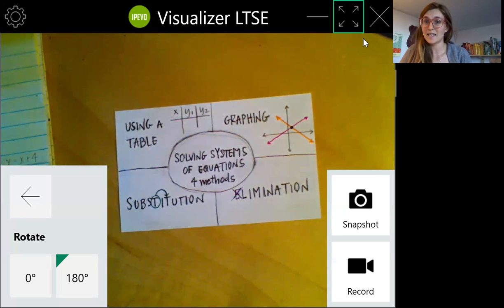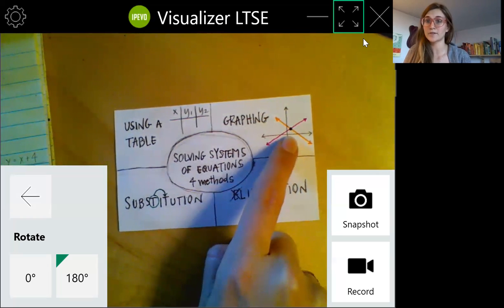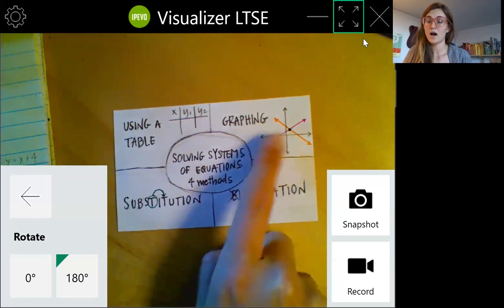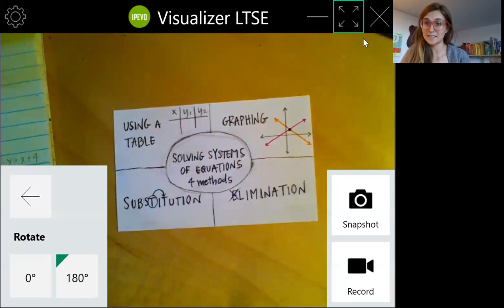The second method is graphing, where we graph both equations and we just look for that point of intersection. Graphing can be a really easy way to solve an equation, but sometimes with more complex equations, it can be kind of difficult, and it's also a little bit more difficult to have an exact answer, especially if we're drawing our graphs by hand.